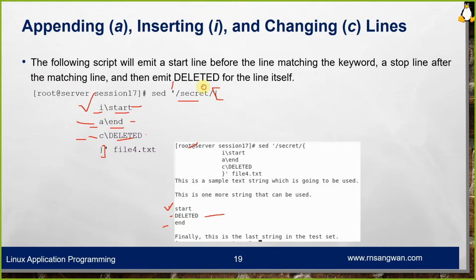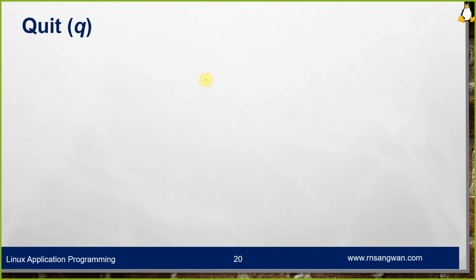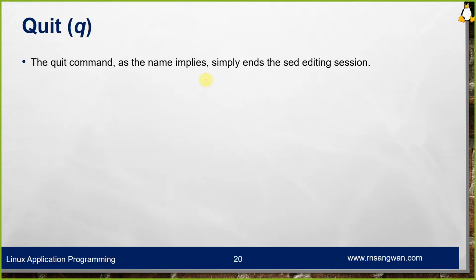Because we are searching for the string which has secret. All these commands are applied before that. So before secret, insert start. So a line is inserted, start is written. After that word secret, then the end, and the line which has the word secret, replace that with deleted. That's a very interesting example.